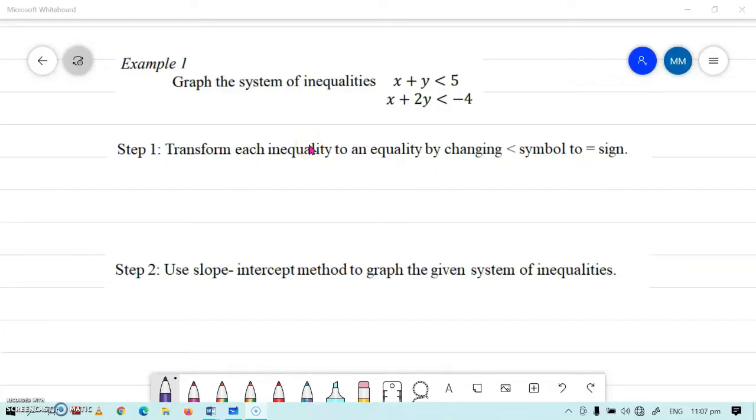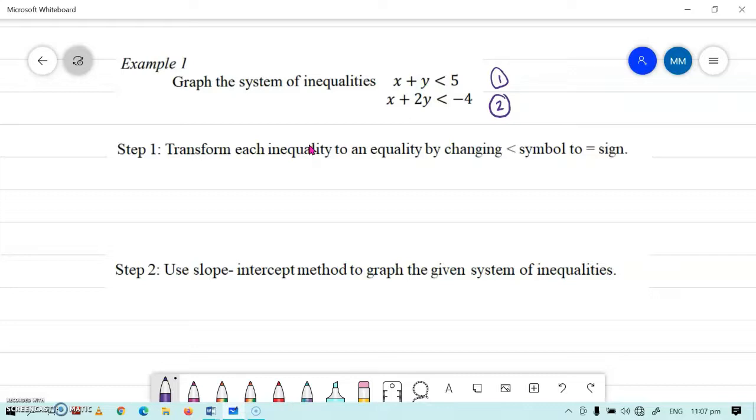Now let's have our first example. Graph the system of inequalities x plus y is less than 5 and x plus 2y is less than -4. So for step 1, transform each inequality into an equality by changing the inequality symbol to an equal sign. So let's go back first to our given. Let's label our inequalities. The first will be our inequality 1 and the second given is our inequality 2.